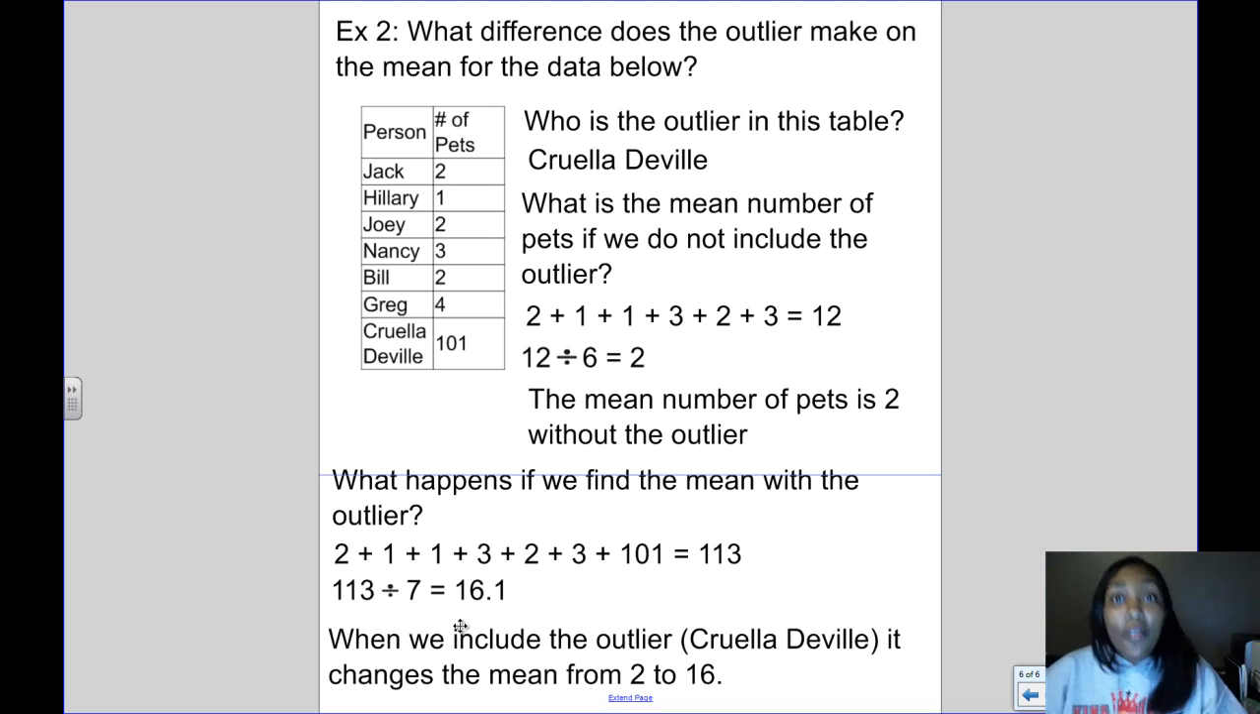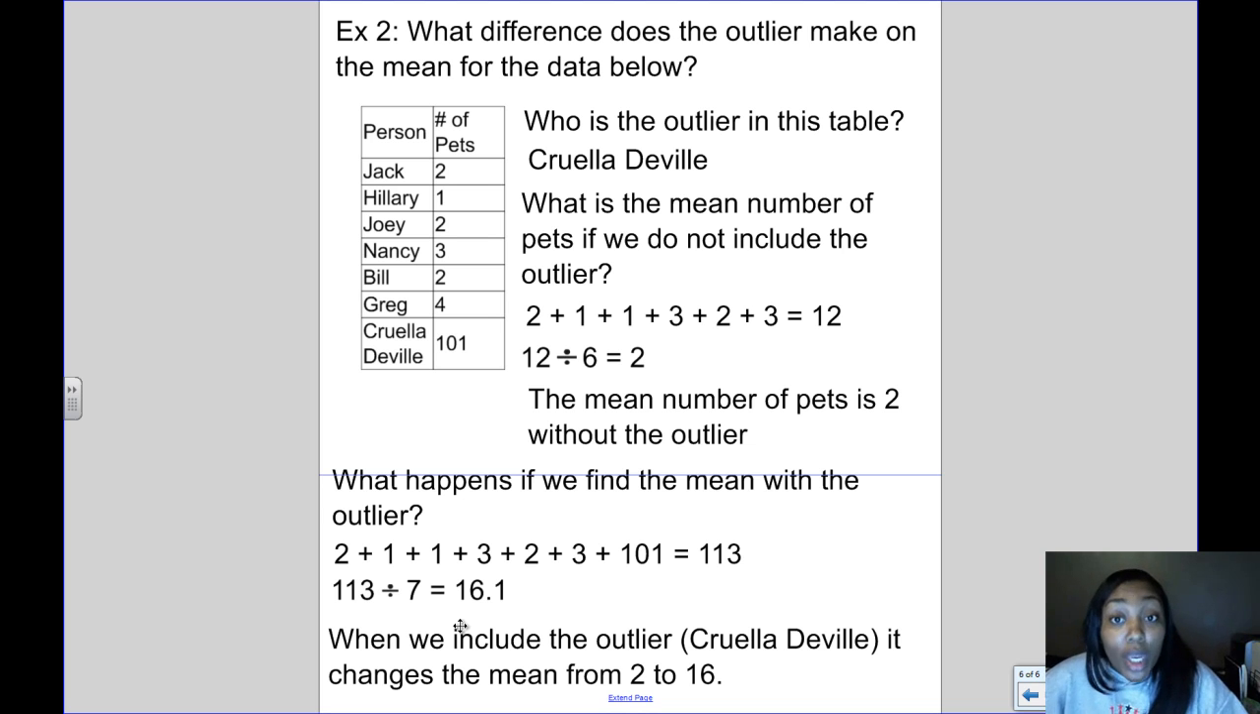An average is supposed to give you an idea of your data set. If we told you that the average was 16, you would get the idea that the people have a lot of pets. But if you look at the actual data, you'll see that most of the people in the table have very few pets. But then you've got this outlier, Cruella de Vil, and because her number is so big, it actually skews the data and makes the mean a whole lot higher. So outliers can have huge impacts on your mean. You do want to be careful with outliers.